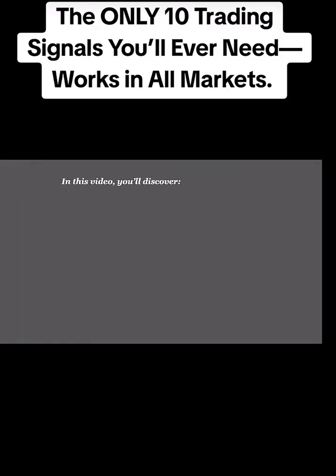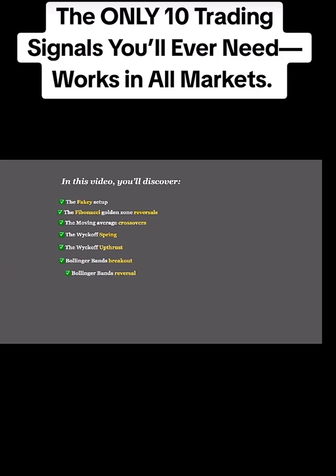Here are the 10 game-changing signals you're about to unlock: the Fakey setup, Fibonacci golden zone reversals, moving average crossovers, Wyckoff spring, Wyckoff upthrust, Bollinger Bands breakout, Bollinger Bands reversal, the triple top, the triple bottom, and the stop hunt signal. Each one comes with clear examples and real trading logic, no fluff, no noise.